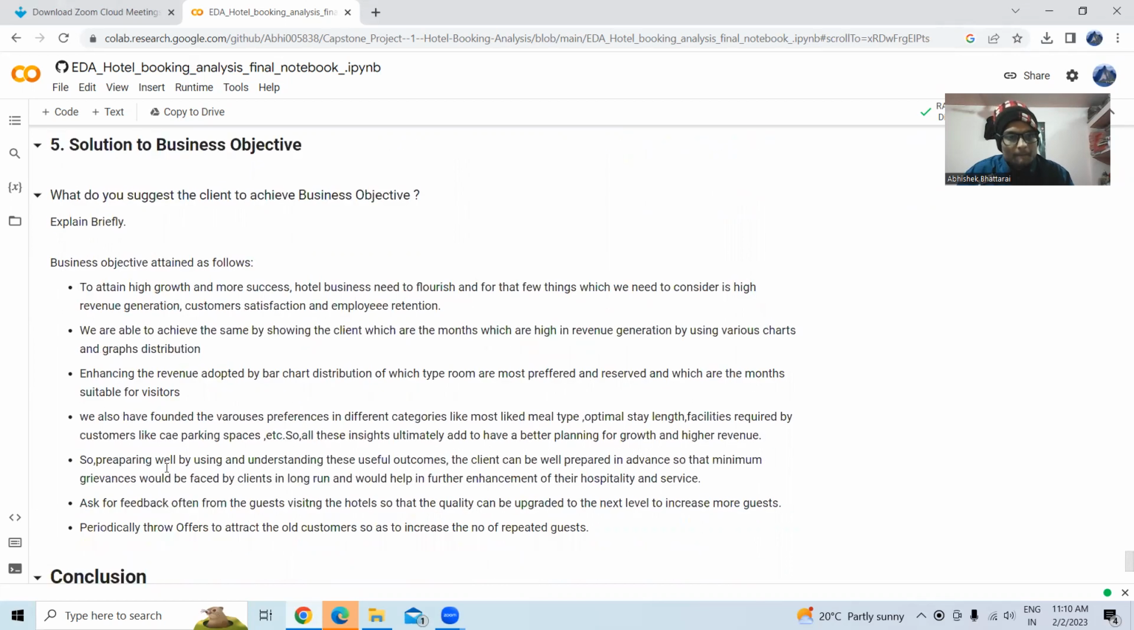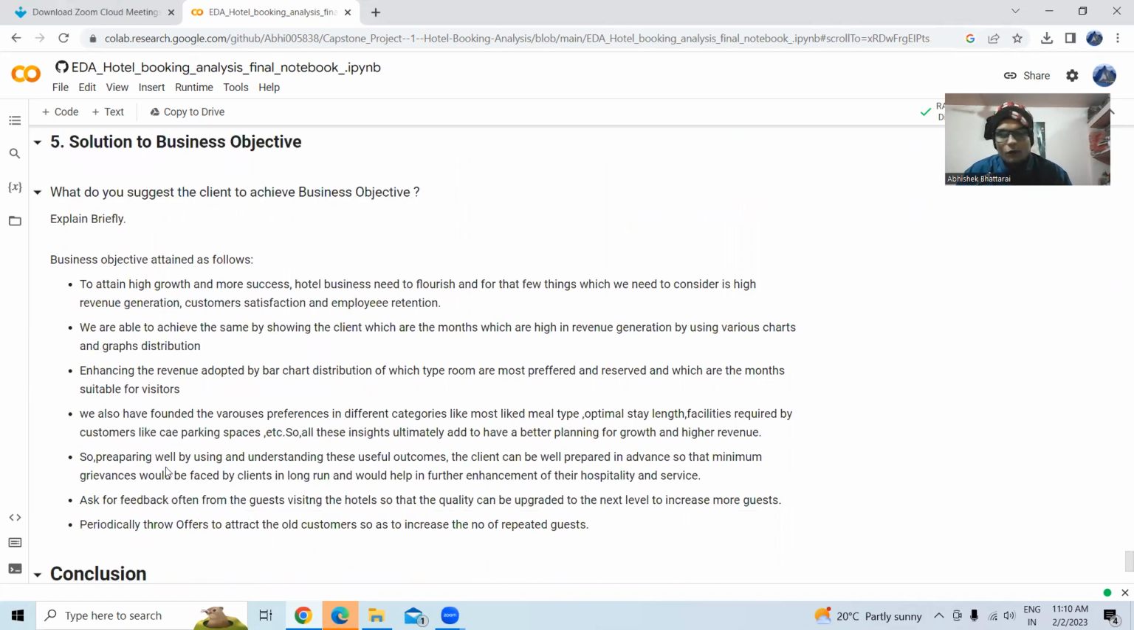We have found from our analysis that to attain high growth and more success, the hotel business needs to flourish. For that, a few things we need to consider are high revenue generation, customer satisfaction, and employee retention. We are able to achieve the same by showing the client which months are high in revenue generation, using various charts and graphical distributions.